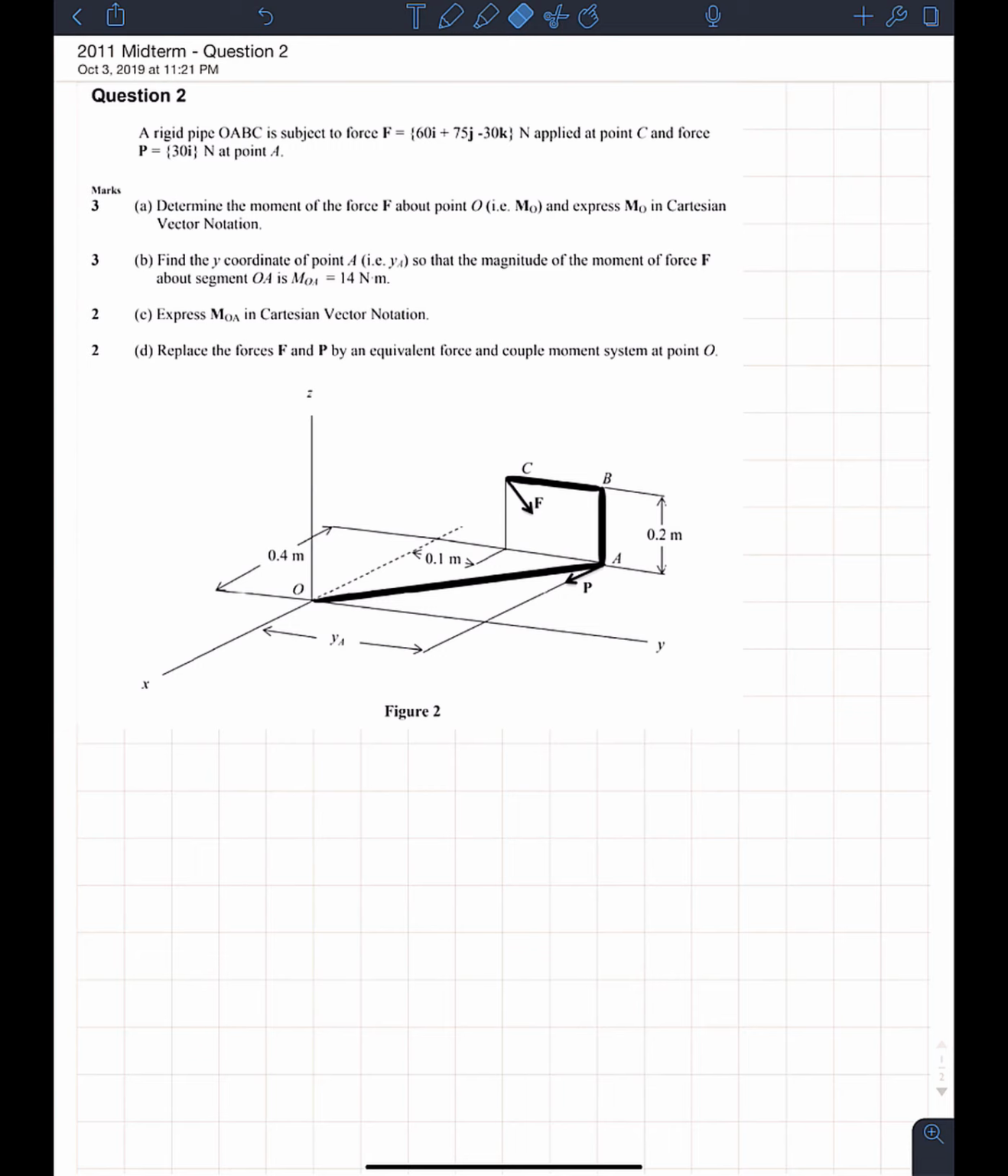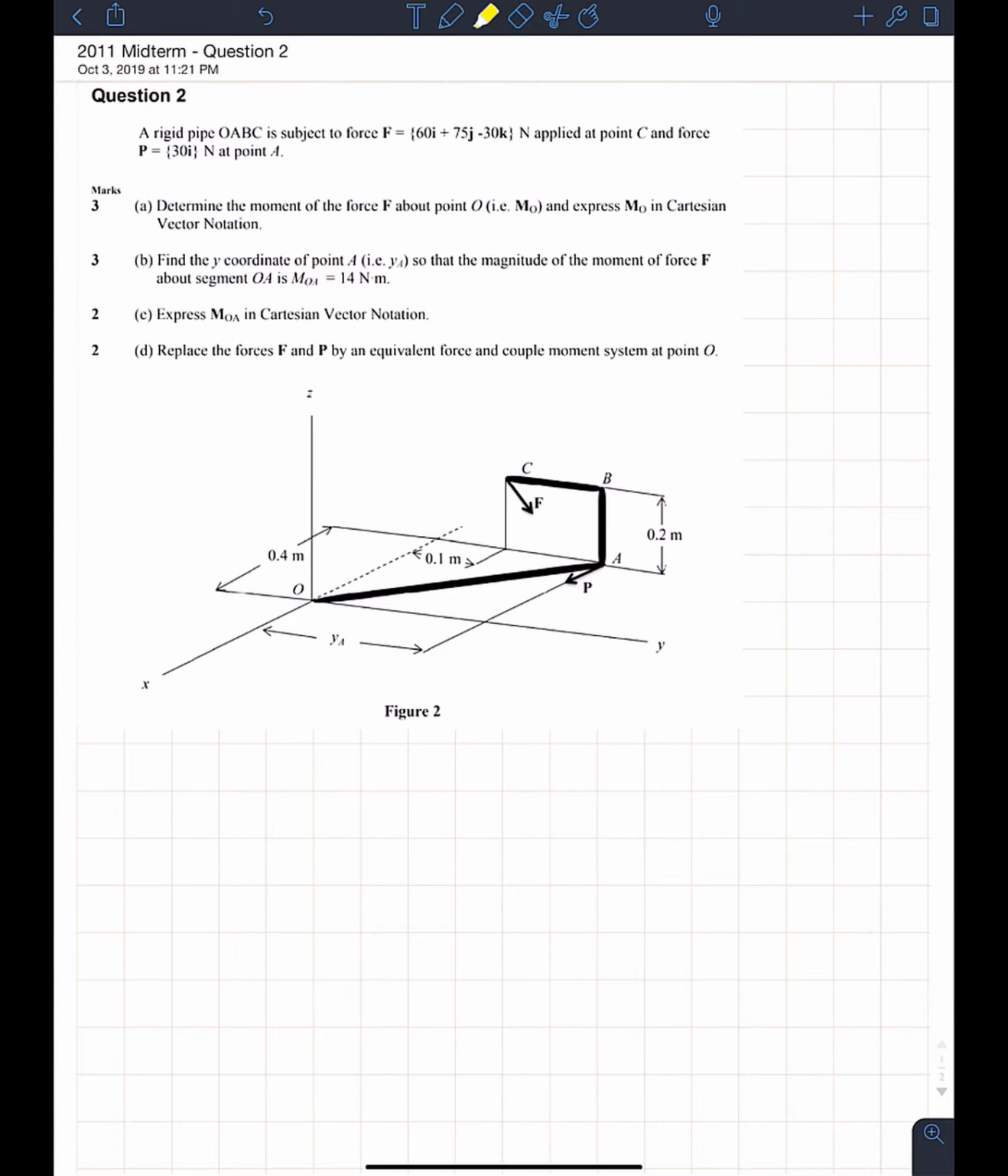In this tutorial, we're going to continue on our midterm reviews by doing question 2 of the 2011 midterm. Now this question is really good because it tests your knowledge of moments in 3 dimensions. It tests it very well because it asks for a lot of moment questions: a moment about a point, a moment about an axis, finding coordinate points to cause a moment, all of the fun stuff. So I think the best way is we're just going to jump right in.